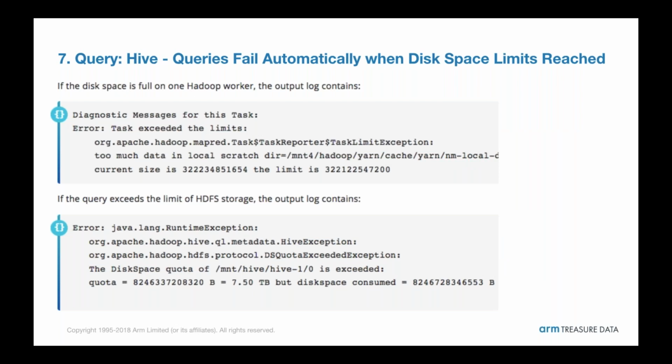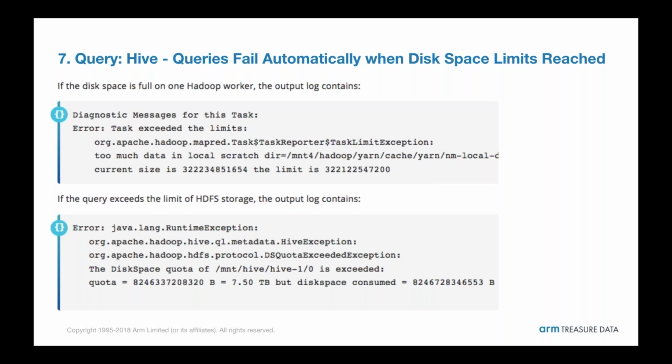Number 7, we're talking about Hive queries failing automatically when the disk space limits are reached. Hive processing will at times move data from S3 into local storage or HDFS storage on Hadoop cluster nodes. And Hive jobs will fail when disk space is exhausted on Hadoop cluster nodes. So in the past, when this would happen, Treasure Data engineering would be alerted. They'd manually kill the job, and Treasure Data support would manually follow up with the customer to notify them.